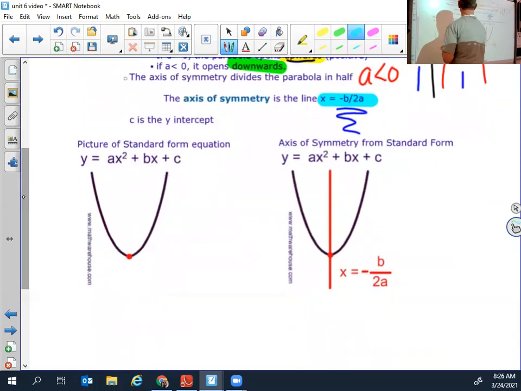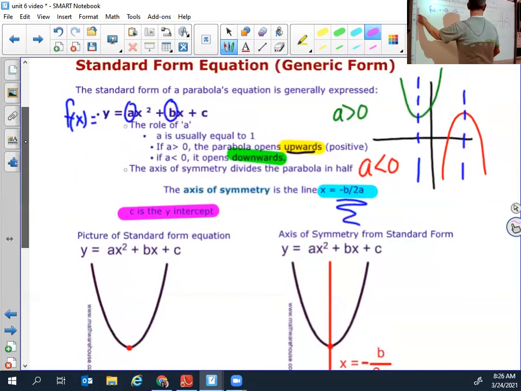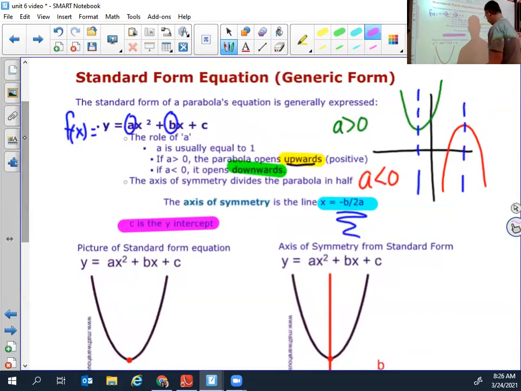And the c, this is something that a lot of people miss. The c is the y-intercept. So if we're looking, did either one of these go through that? So this point right here, that would be that c, right? So those are things you can pay attention to. You can pick up points on this as you go through it.